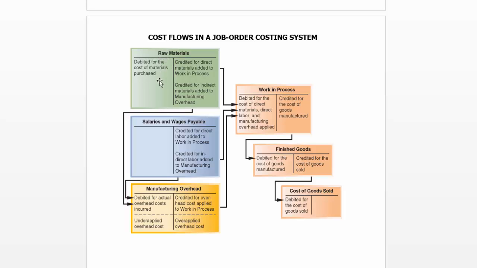The raw materials where I left off here. Raw materials are what we're going to use in the manufacturing of the product and are not supplies. Supplies are pencils and pens and things used in the sales and the administrative offices. Once we've bought these materials, then we're going to make journal entries to move them to the factory.